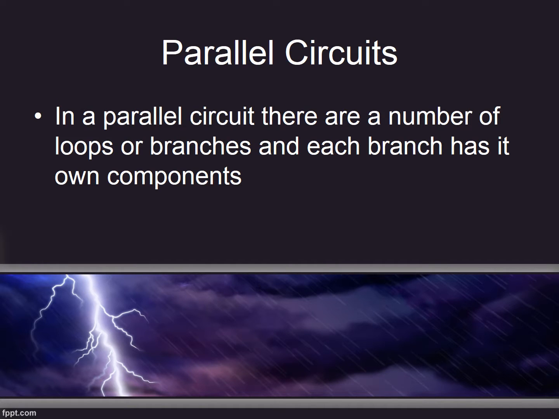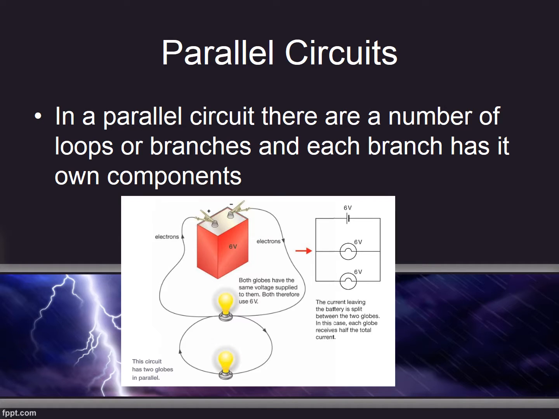A parallel circuit is different, and we said that there's at least two loops or branches, and each branch has its own components. So here's an example of a parallel circuit with two globes. Instead of the globes being connected one after the other, they're connected in two separate loops. If you have a look at the circuit diagram on the side, you can see the battery, you can see the first loop containing a globe, and you can see the second loop containing a bulb as well.